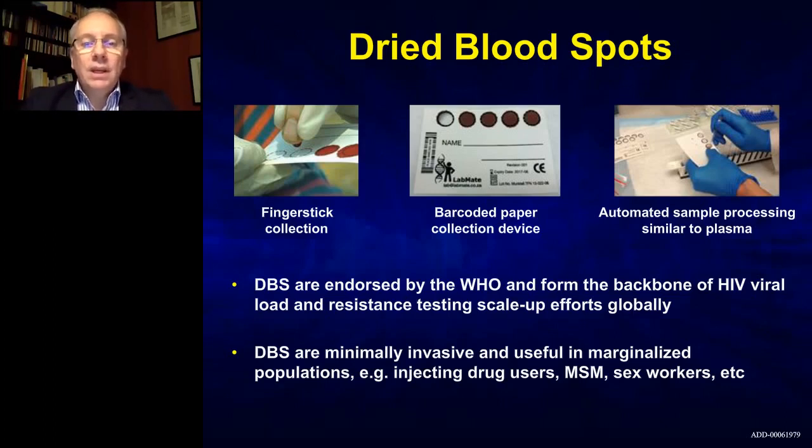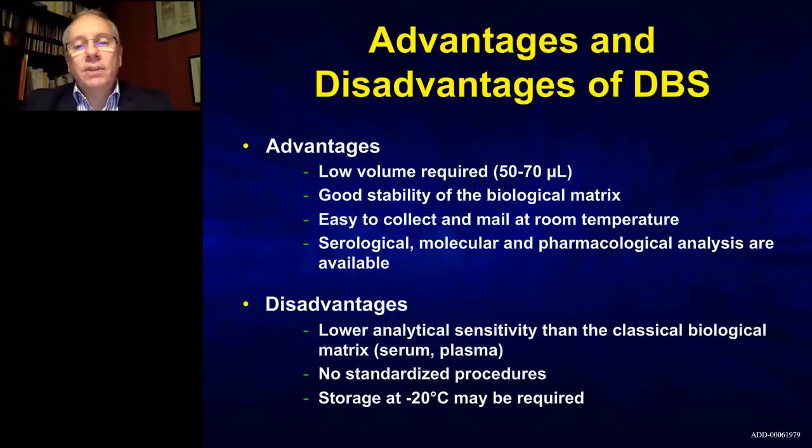So what are the advantages and disadvantages of DBS? Their advantages are the low volume required, which is in the order of 50 to 70 microliters, a good stability of the biological matrix. They are easy to collect and to mail at room temperature, and different types of analysis can be done, including serological, but also molecular and pharmacological analysis. All of this can be done on DBS.